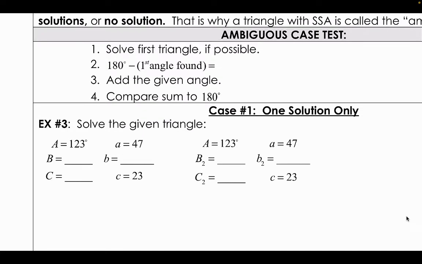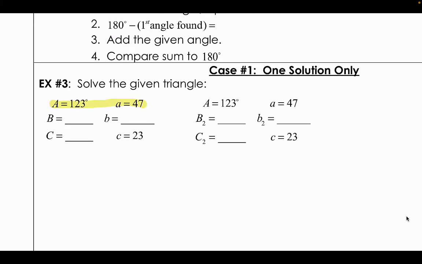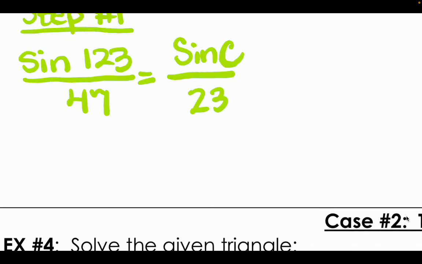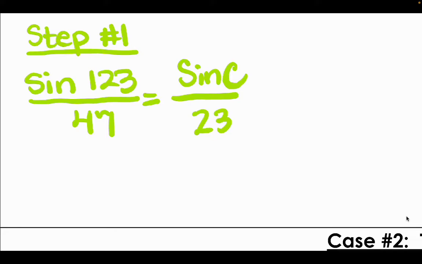So first of all, you're going to solve what's given. Okay, so we are given this information initially. All right, so we're going to start with this and kind of fill in what we don't know. So we know to start, we can use law of sines because we have one complete ratio, right? And then we have the side 23, which of course is across from big C. Okay, so we have to find angle C first because that's the information that we have to start.